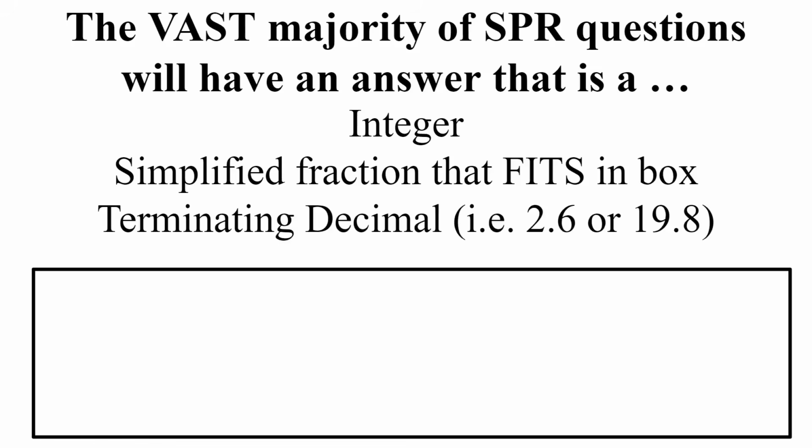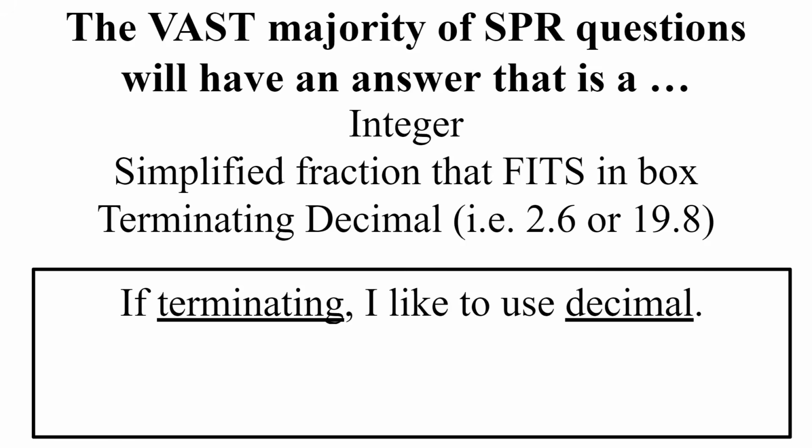Or some kind of terminating decimal. So for example, 2.6, 19.8, 3.75, -4.92. Those are all terminating decimals that fit in the box. So you don't even need to worry about anything, right? 99.9% of the time, it's just going to be one of those 3 cases, and you just type in what is on Desmos. Very easy, right?